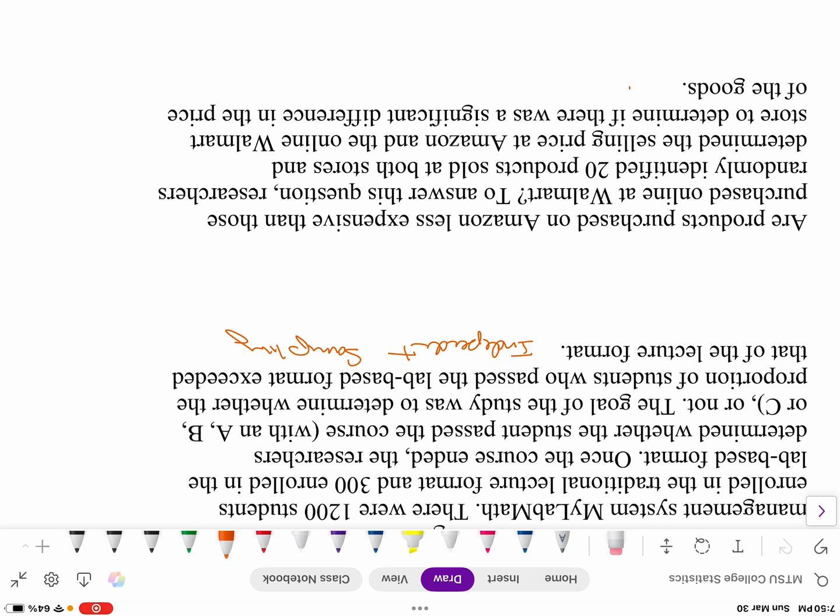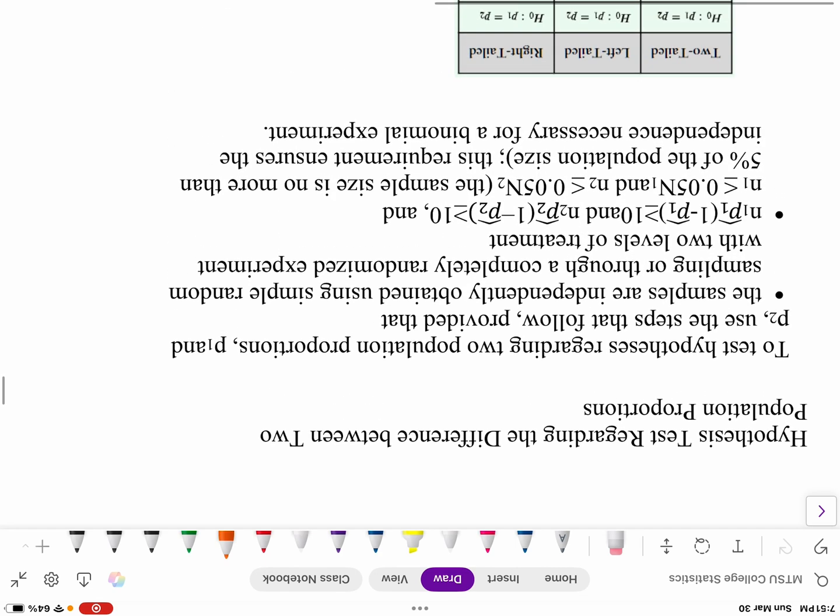And again, this would be an example of dependent sampling. The reason why it was dependent is because they did the first selection of the products at Amazon, and then they did the exact same products at Walmart. So they used the same products in both situations to compare the difference. So this is more of a dependent sampling.